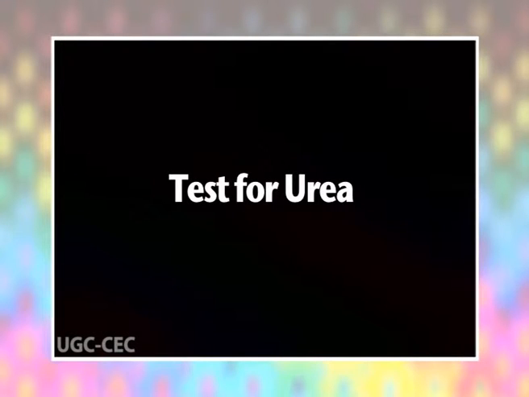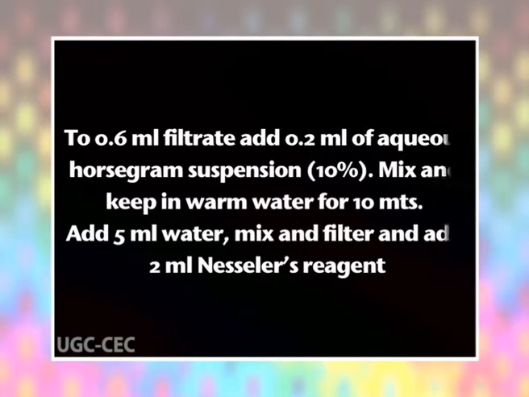Next is test for urea. To 0.6 ml of filtrate, add 0.2 ml of aqueous horse gram suspension, which is 10%. Mix and keep in warm water for 10 minutes. Now add 5 ml water, mix and filter. To the filtrate, add 2 ml of Nessler's reagent. A brownish yellow color indicates presence of urea. This test is based on the principle that the enzyme urease present in the horse gram converts urea into ammonium carbonate, which gives color with Nessler's reagent.